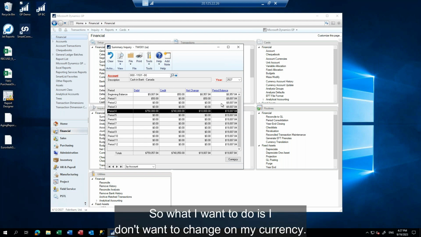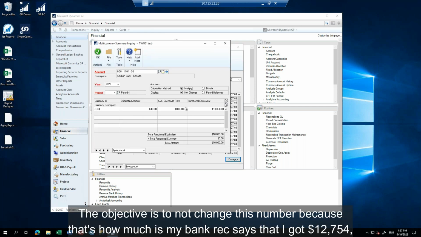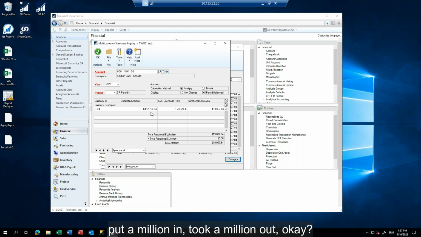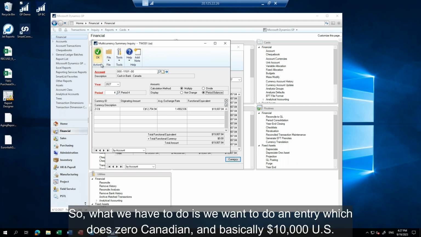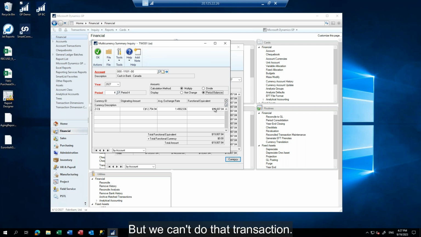So what I want to do is I don't want to change on my currency. The objective is to not change this number because that's how much my bank rec says that I got, $12,754. Put $1 million in, took $1 million out. Okay, but it's not worth $19,000 at the end of the month. It's only worth 0.75 of this, which is about $9,000. So what we want to do is an entry which does 0 Canadian and basically $10,000 US. But we can't do that transaction. It's not possible inside GP.